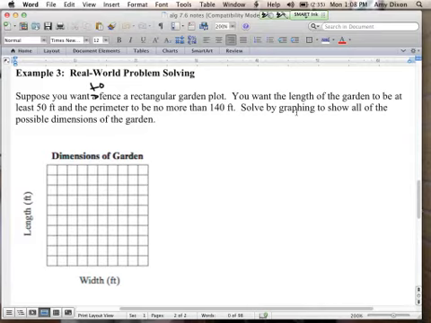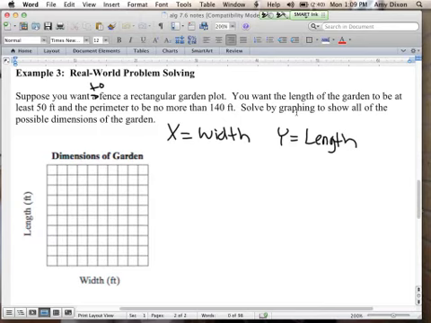Let's start with our variables. What are our 2 variables? If you look at the graph, it'll tell you. Length and width are the 2 things we need variables for. They have the width down here on the x-axis. So we're going to call x the width, and we'll have y be the length. Okay? X is width, y is length. So we have one inequality that says the length has to be at least 50 feet. So length, which is y, has to be at least 50 feet.